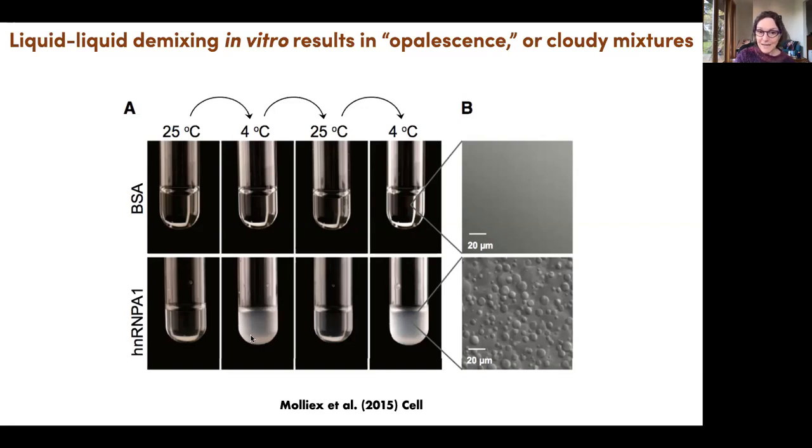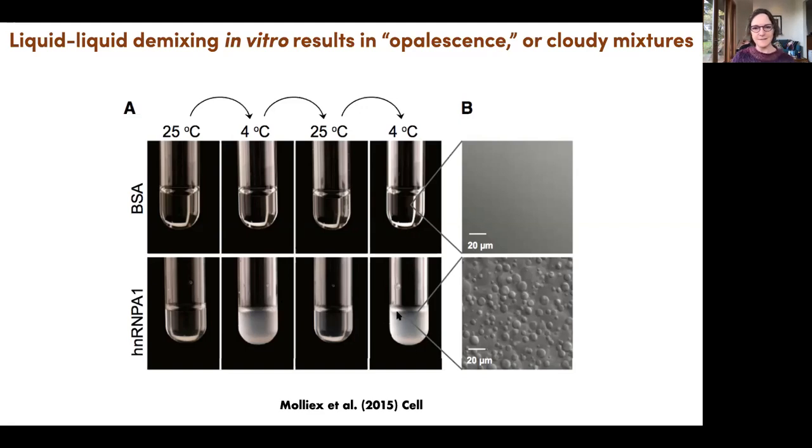The reason it looks cloudy is because each of these little droplets acts as a lens, because there's a different refractive index inside and outside the droplet. That's why you can see it by phase microscopy. As light goes through this solution that's full of little droplets, it bounces around off the surface of all these droplets where there's a change in refractive index, and that makes it look cloudy.